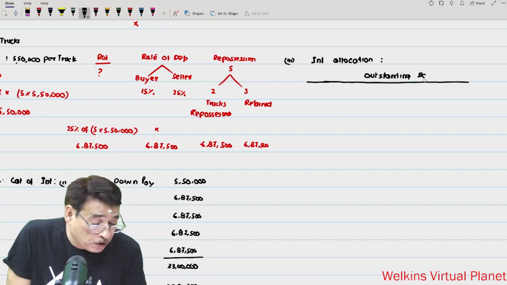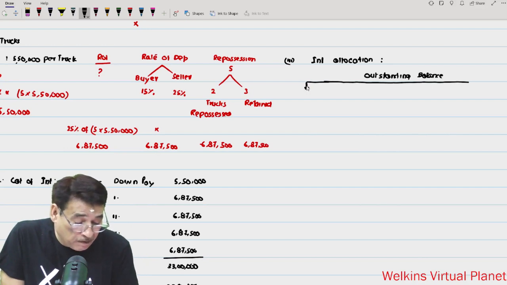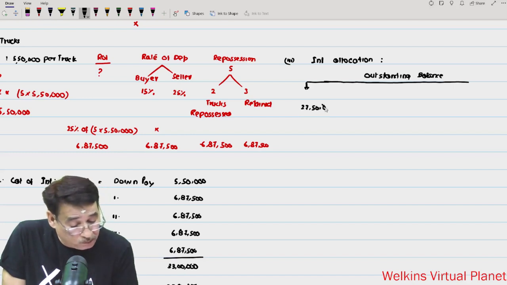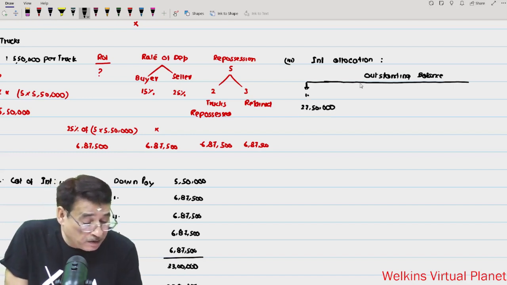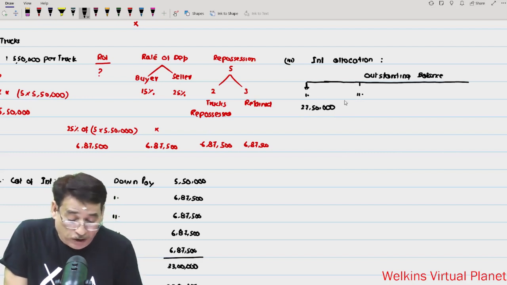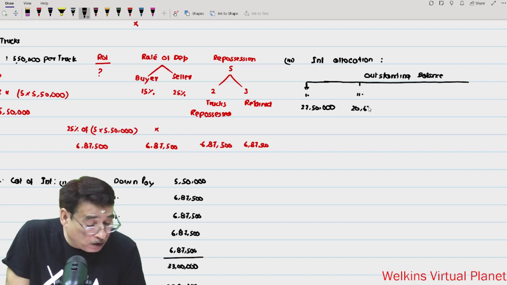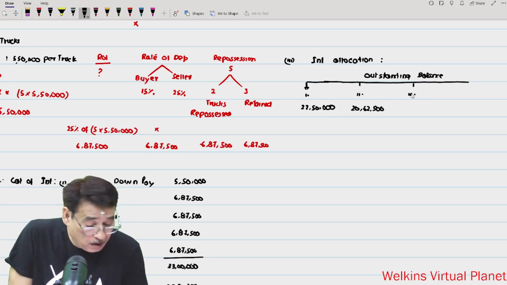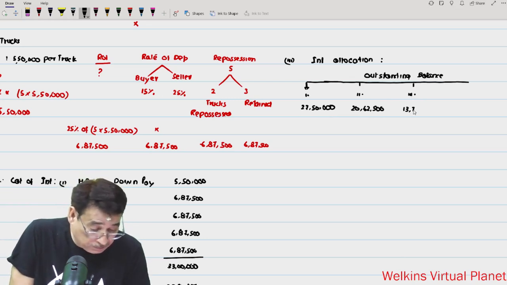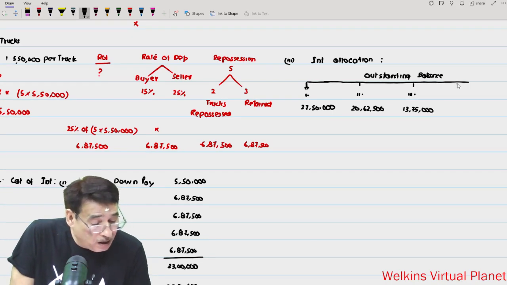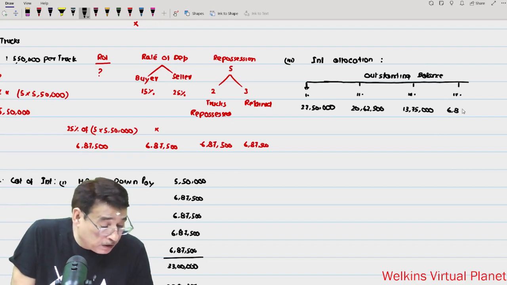The balances which we just found out, correct? The first balance was 27,50,000. This was your first balance. Then the second balance, which we found out, was 20,62,500. Then the third balance, 13,75,000. And then the fourth balance is 6,87,500. Correct?